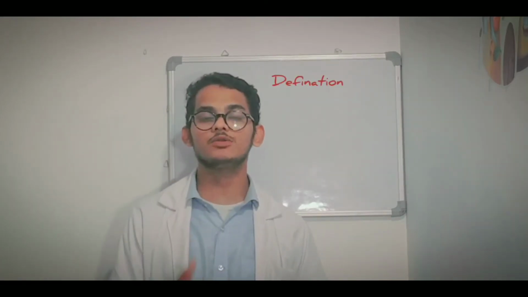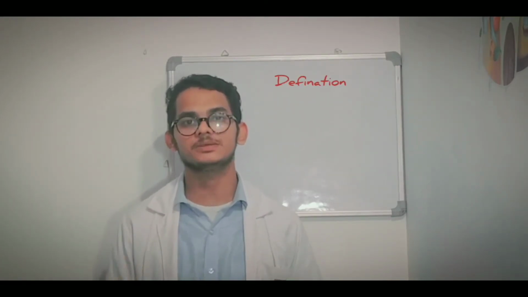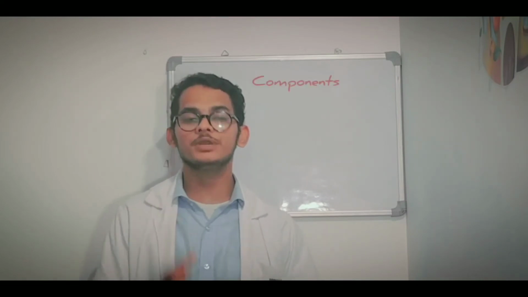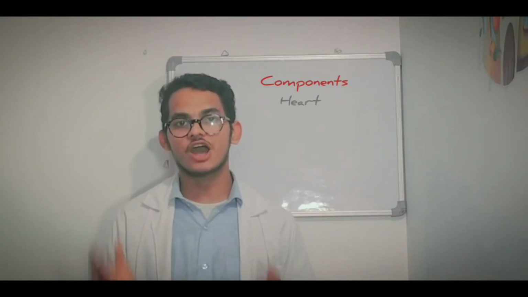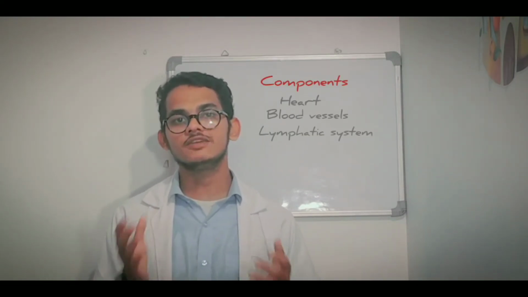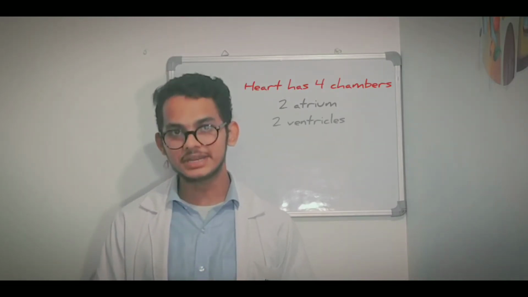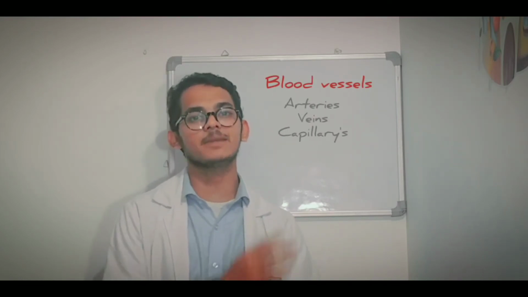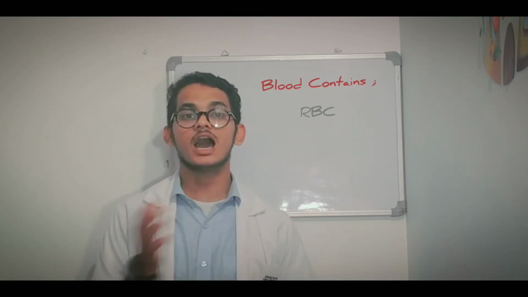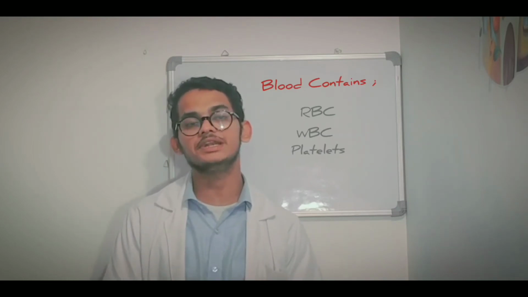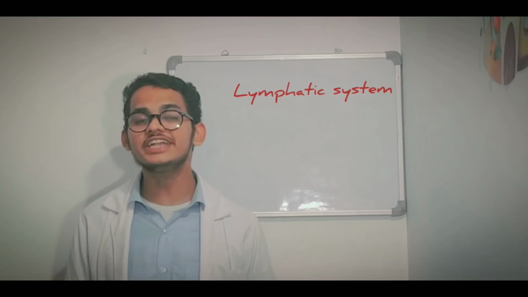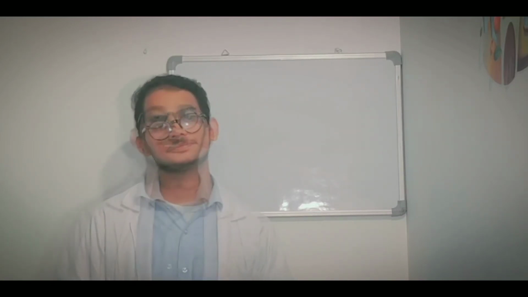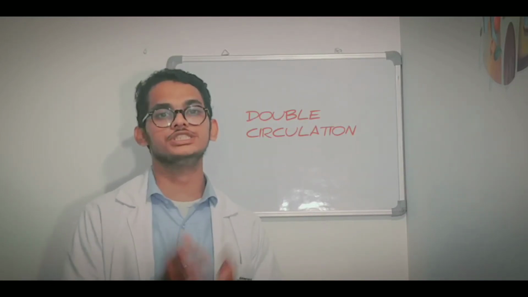We studied the definition of the circulatory system. Then we studied the components of the circulatory system, which are the heart, blood vessels, lymphatic system and blood. The heart has 4 chambers, 2 atria and 2 ventricles. The blood vessels are arteries, veins and capillaries. The blood contains RBC, WBC and platelets, and the liquid part called plasma. The lymphatic system consists of lymph. And the last one, we studied double circulation.